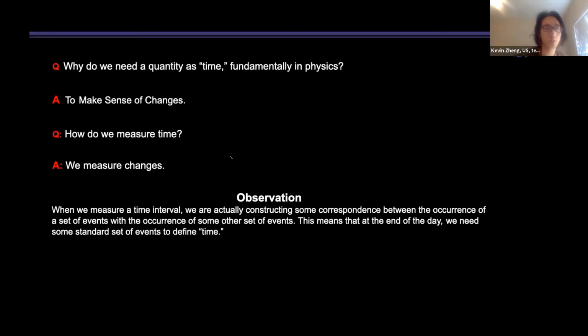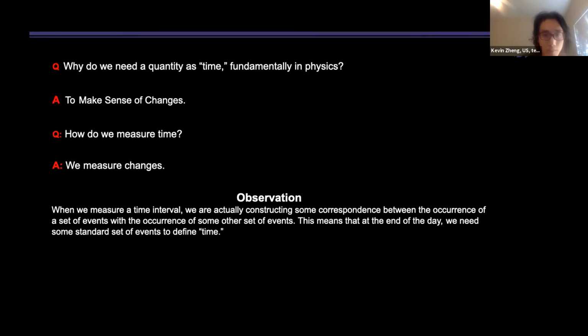Before that, we have some Q&As for this problem, because we don't have a specific phenomenon to observe, so we take a different approach. Why do we need a quantity as time? Fundamentally, in physics, whenever we are measuring a time, we need to know some quantity that we can directly measure.